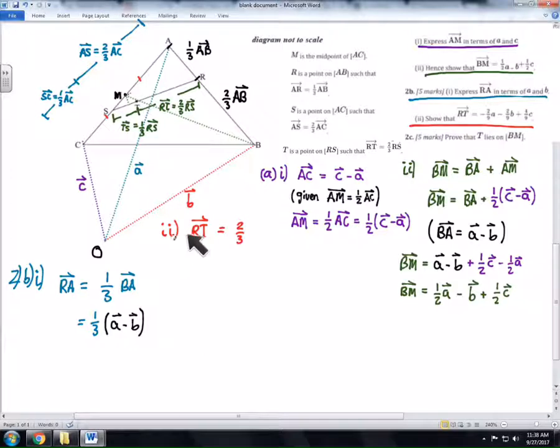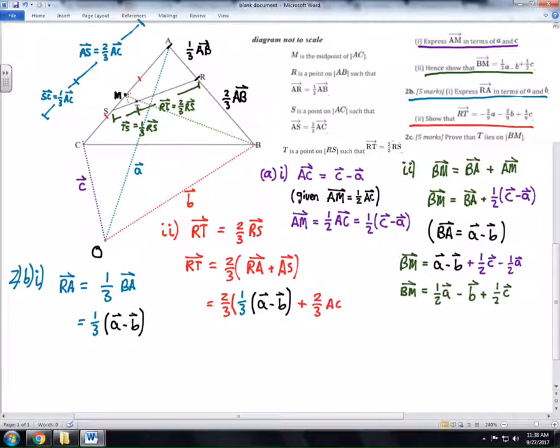We get to part 2, and we're talking about RT. Oh, look at that. Surprise, surprise. There's RT. And RT is given to me as 2/3 of RS. So I'm just going to write that down and see what happens. Now we got to figure out a way to express RS. RS is the sum of RA plus AS. RA plus AS equals RS. So RA was already expressed in the beginning. AS is 2/3 of AC. That was given information. And AC has already been found for us as C minus A.